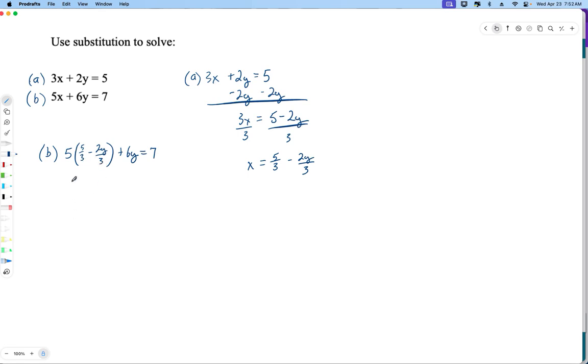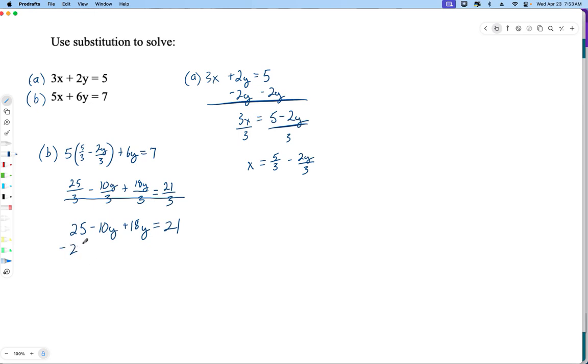All right, so let's get into it. 25 over 3 minus 10y over 3. I'm going to convert this to a fraction over 3. So 3 times 6 is 18y over 3. And then I'm going to convert this to a fraction over 3. 7 times 3 is 21. So 21 over 3. That allows me to get rid of the denominator. 25 minus 10y plus 18y is equal to 21.